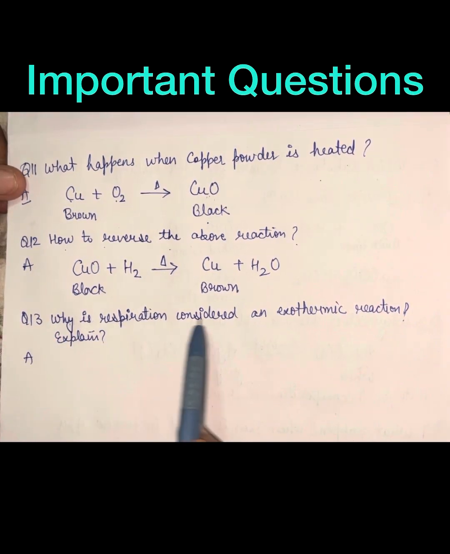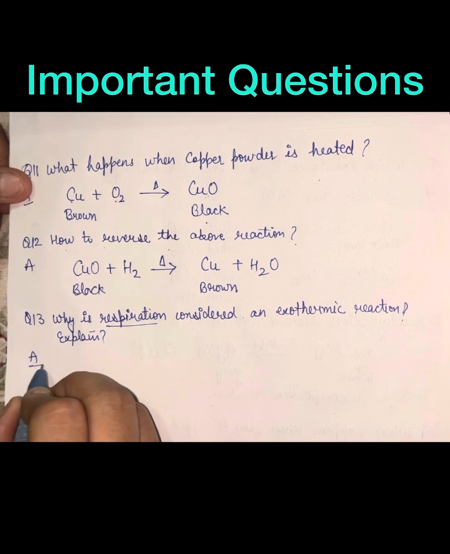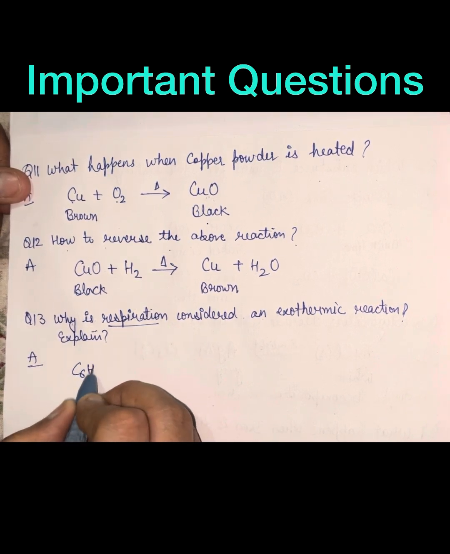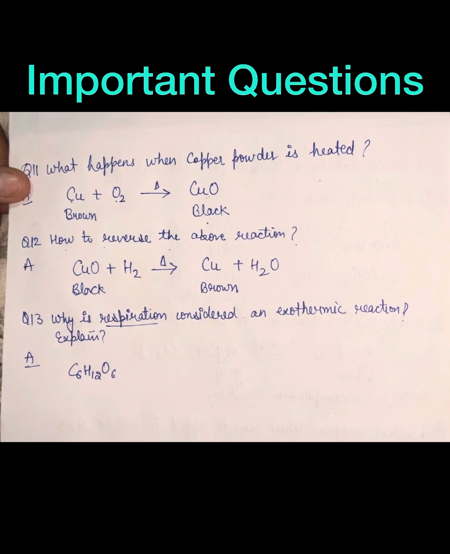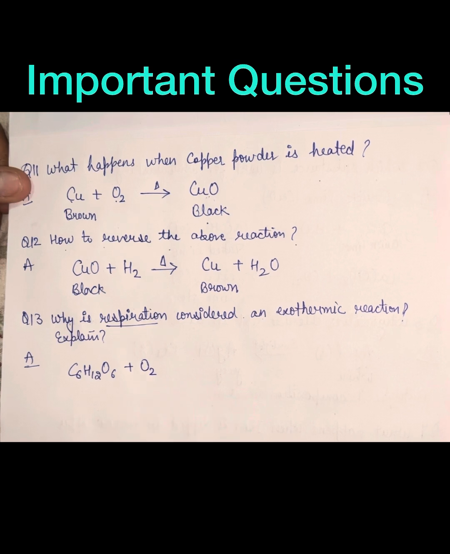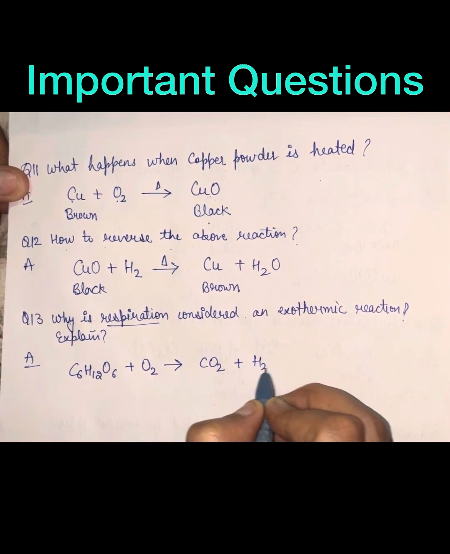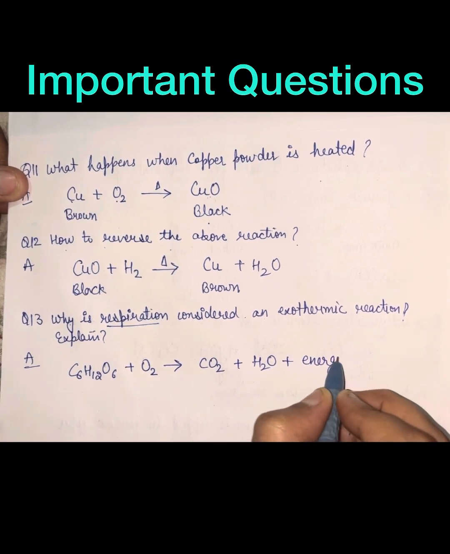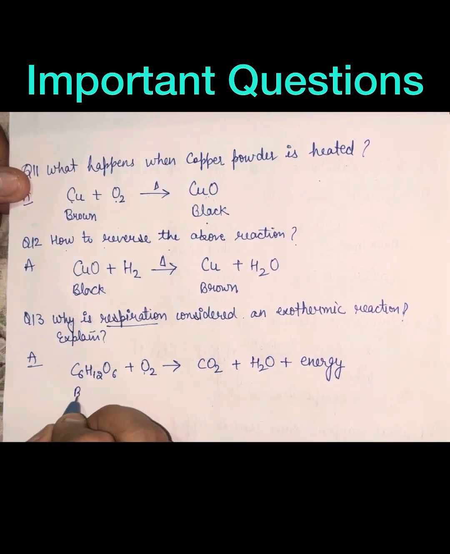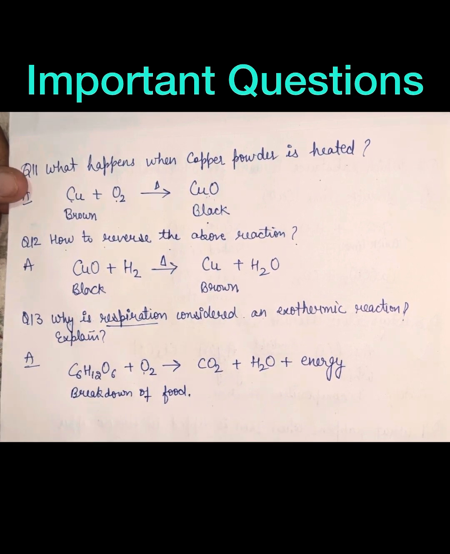Next is: why is respiration considered an exothermic reaction? Explain. बच्चे, respiration is a biological process in which food particles, or you can say glucose, that is food, carbohydrates food, C6H12O6, when it reacts with oxygen, it forms carbon dioxide plus H2O plus energy. This process is respiration, breakdown of food in presence of oxygen. This is exothermic process because energy is being released.